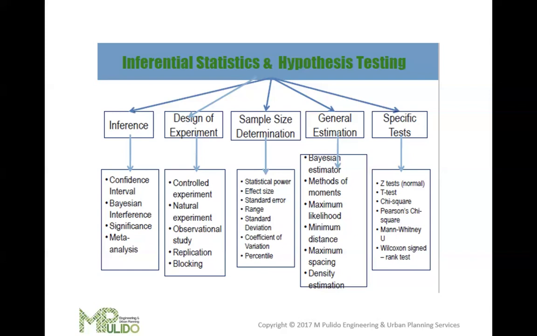The Wilcoxon signed rank test under specific tests. These are non-parametric tests used when data do not follow a normal distribution. Example, comparing the ranks of scores between two groups. So inferential statistics and hypothesis testing are essential tools in research for making generalizations about populations based on sample data. We go to the next slide.